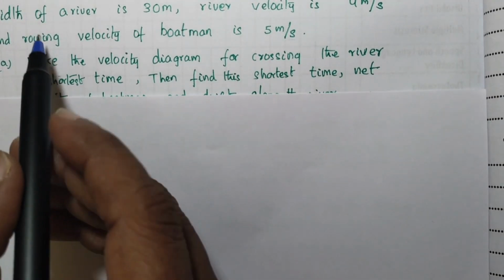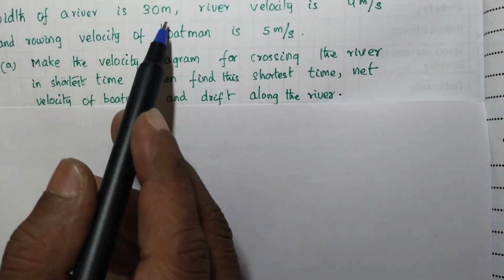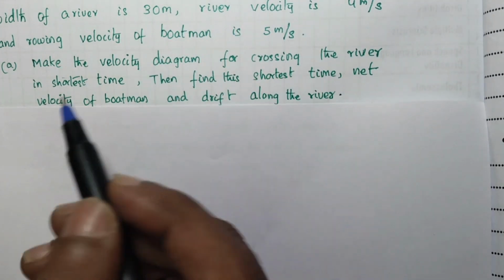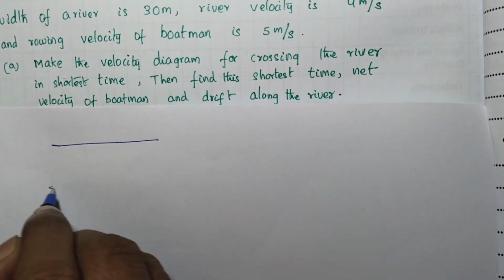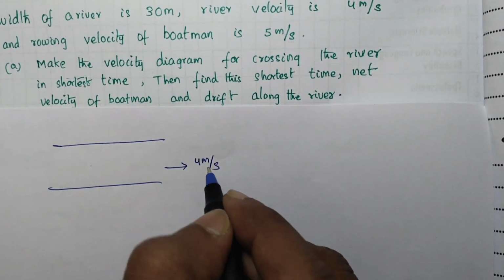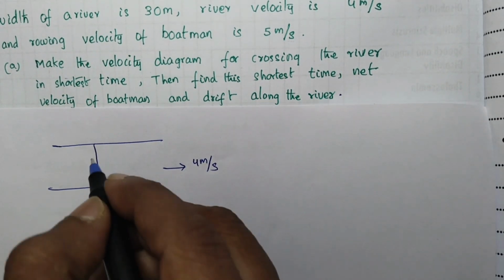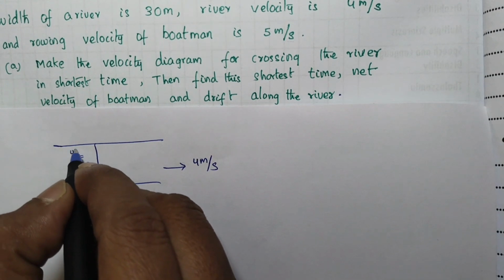And so let us see this problem. The width of a river is 30 meters and the river velocity is 4 meters per second. The rowing velocity of the boatman is 5 meters per second. So let it be a river. The river velocity is 4 meters per second in this direction, and the width of the river is 30 meters, so that is equal to W.